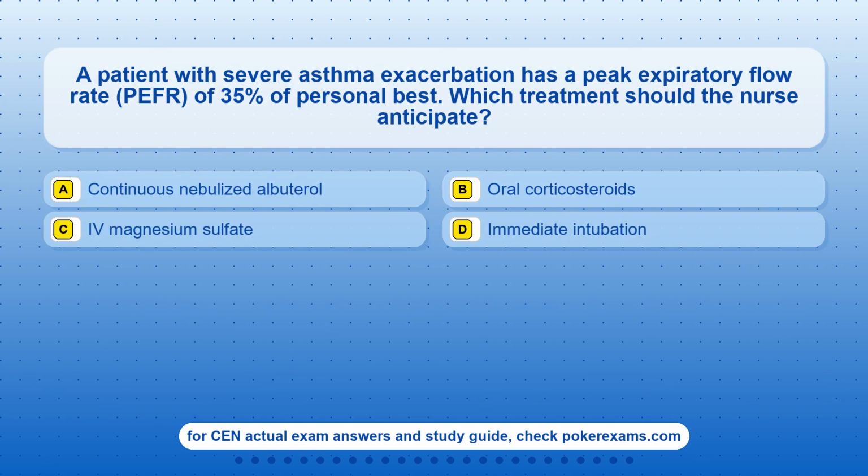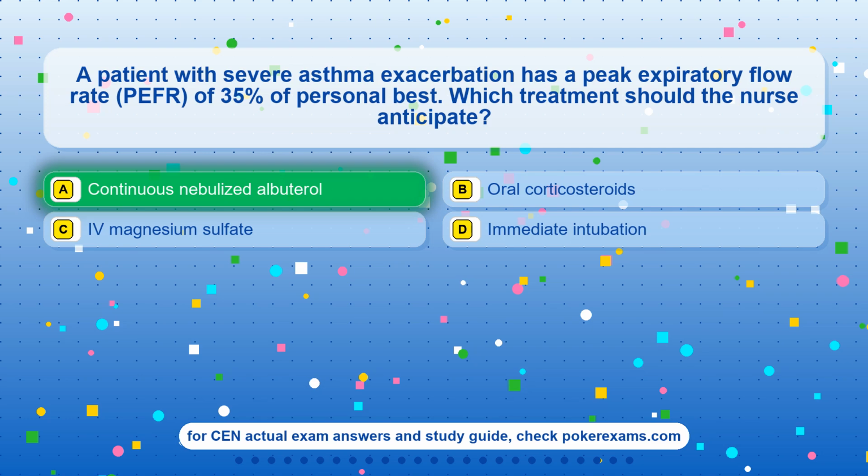Question 15. A patient with severe asthma exacerbation has a peak expiratory flow rate, PEFR, of 35% of personal best. Which treatment should the nurse anticipate? Option A, continuous nebulized albuterol. Option B, oral corticosteroids. Option C, IV magnesium sulfate. Option D, immediate intubation.